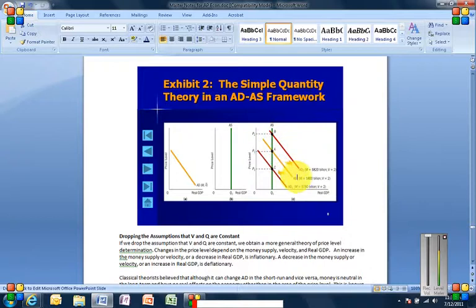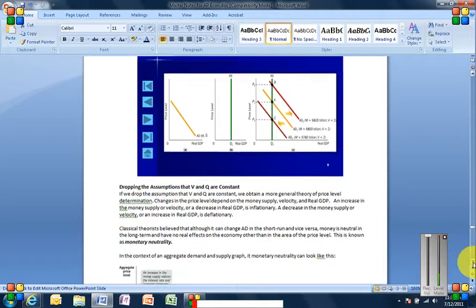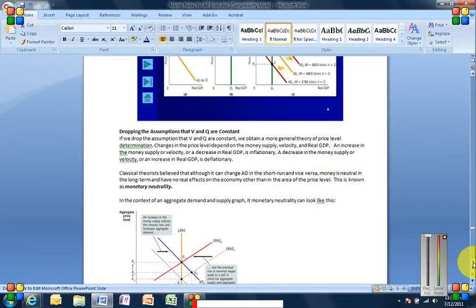The same is also true in reverse according to the theory. If we go from a money supply of 800 billion down to 780 billion, and because, according to classical theory, the quantity of real output doesn't change in the short run, then all we're going to have is lower prices. And if we drop the assumption that V and Q are constant, we get a more general theory of price level determination. The bottom line with this is that changes in the price level depend on the money supply, velocity, and real GDP. But the money supply plays a really, really important role.